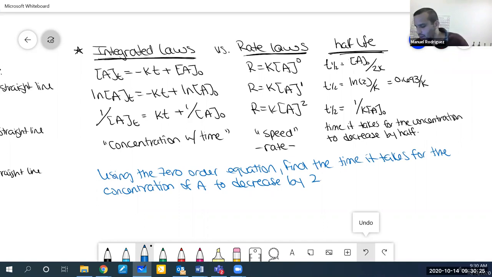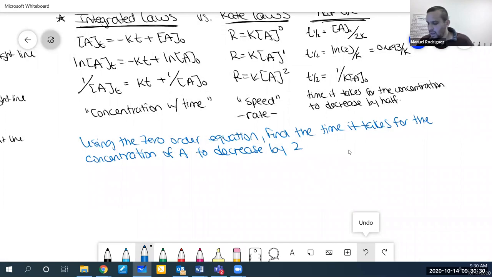So in this problem, it tells you to use the zero order equation. So we have A_t equals negative kt plus A zero. Something to notice is that in the integrated laws, the zero order is negative, the first order is negative, but the second order is positive. So just keep that in mind. That is not a typo. That third one is positive. And if you don't believe me, you can do the integral. Just be careful with that.